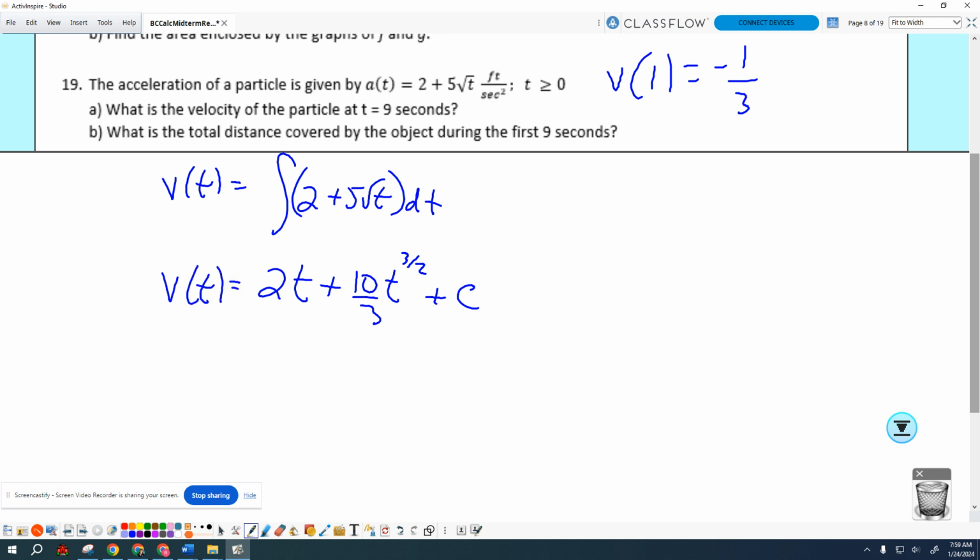So Amir says, just integrate: raise the power, divide by the new power. 2 becomes 2t, and 5 to t times t to the half, raise from half to 3 halves. Dividing by 3 halves is multiplying by 2/3. Don't forget plus c.